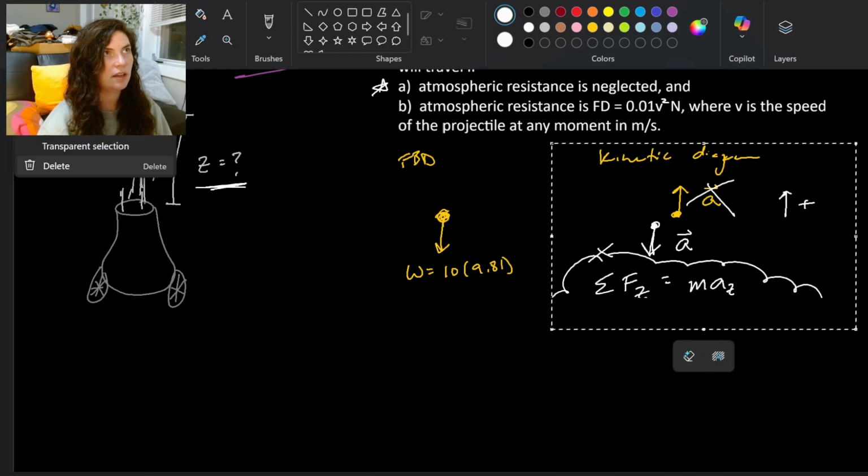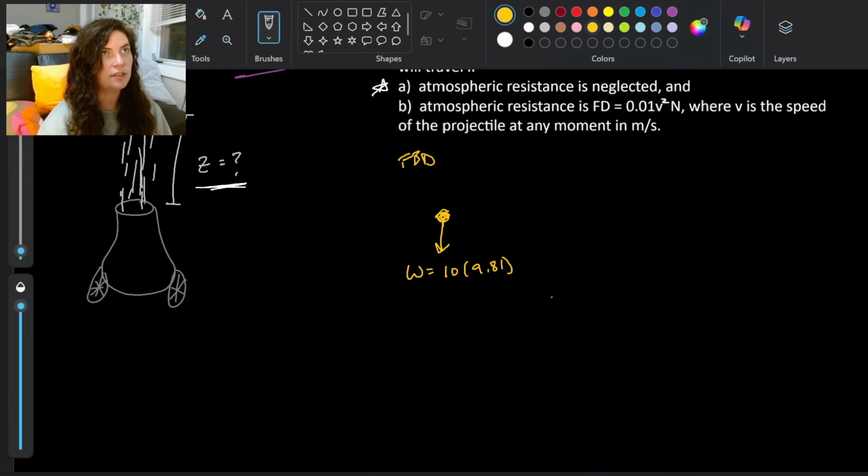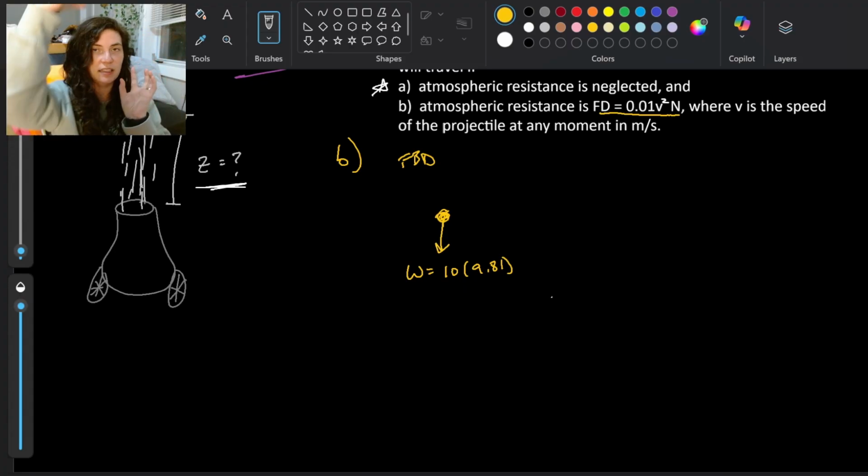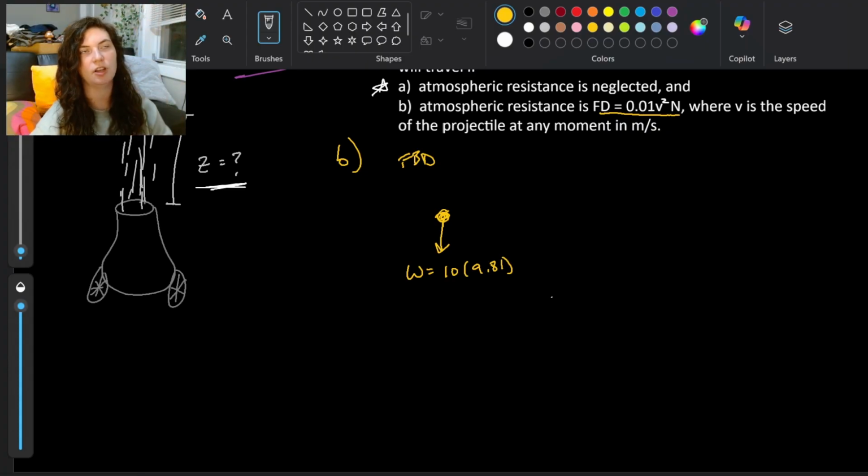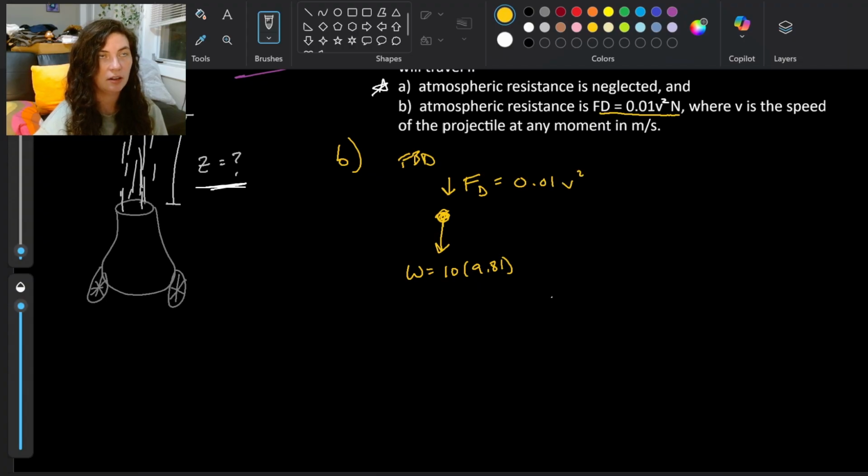I'm going to redraw that kinetic diagram. Alright, so now for part B, since we're going to be taking into account this drag force, how does this drag force act on our object? Right, our object is going up into the air, and drag acts in the opposite direction of motion. So since this projectile is going up, our drag force is going to be acting downwards. 0.01 v squared.